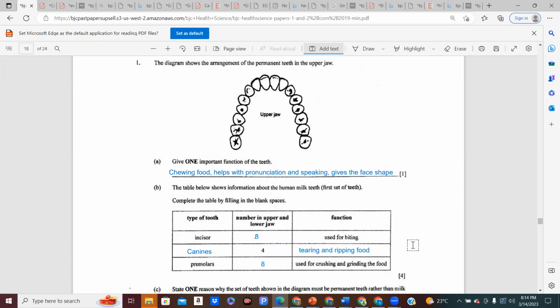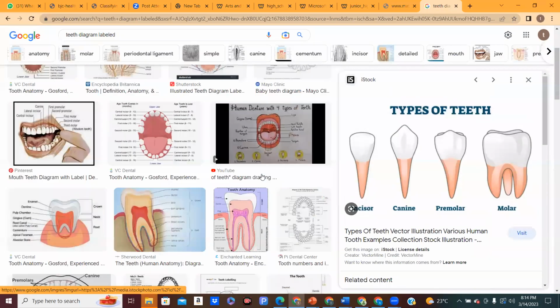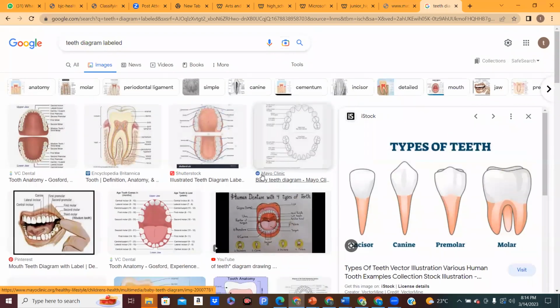4 on each side. Say 4 on each side. And we're talking about the milk teeth. This is the first set of teeth, right? So this is not your full set of teeth. It'll be for the baby.